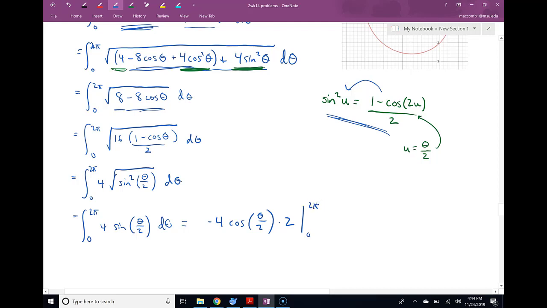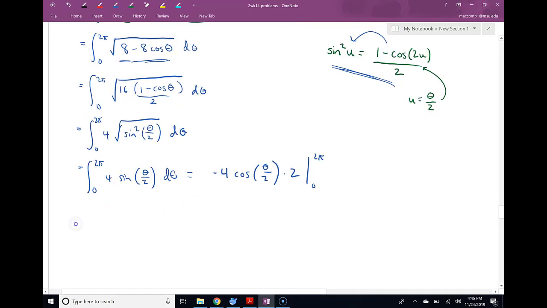And just as an FYI, I swept some of the complications under the rug to some extent. Really, this should be the absolute value of sine of theta divided by 2. However, on the interval from 0 to 2 pi, for sine of theta divided by 2, sine is always positive. And so these absolute values aren't really doing anything. And so that's why it's okay to just drop these.